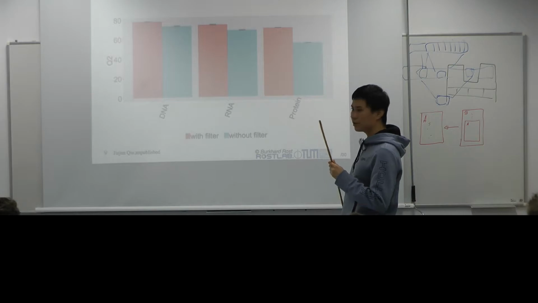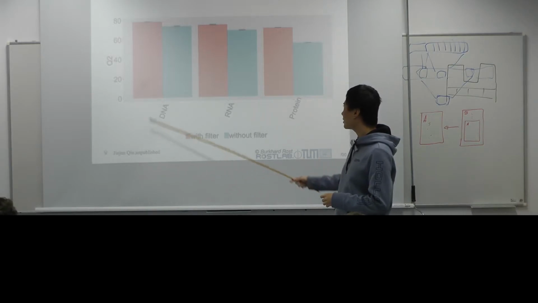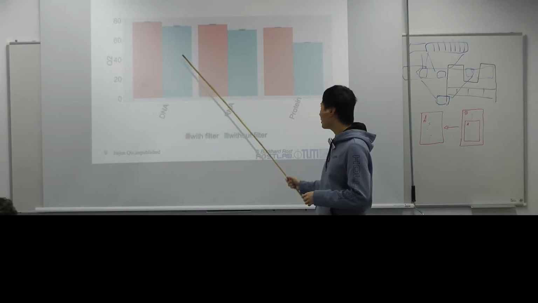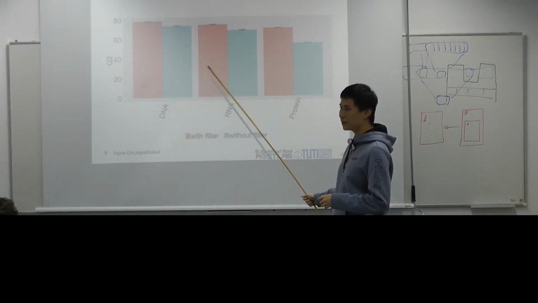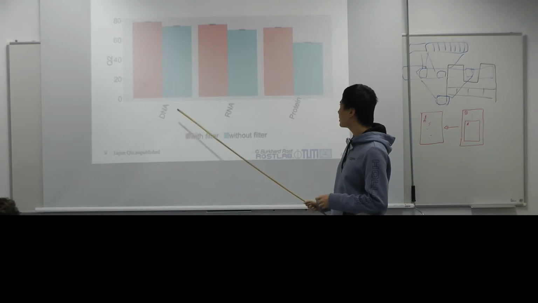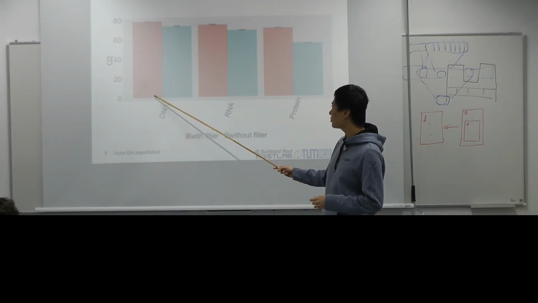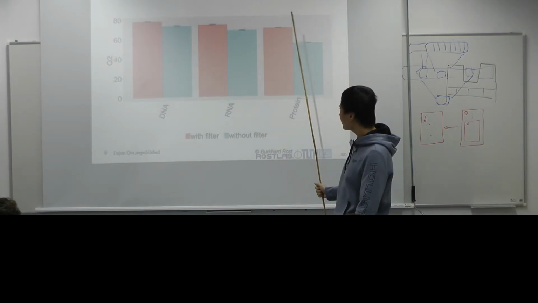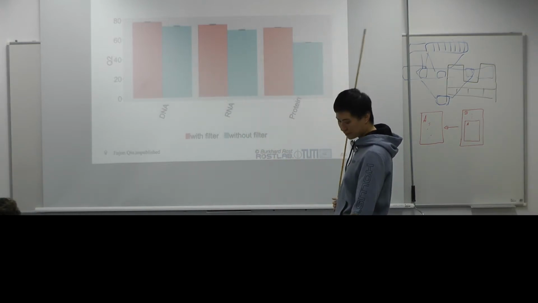So here is the performance of the secondary filter. The red bar means prediction with the secondary filter, and the green one means without the filter. We can see the secondary filter significantly improved the Q2 accuracy compared to without the filter in all three tasks.